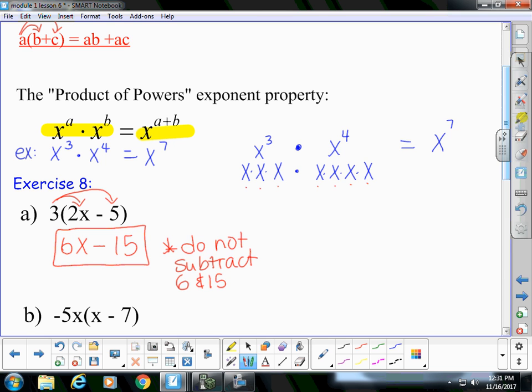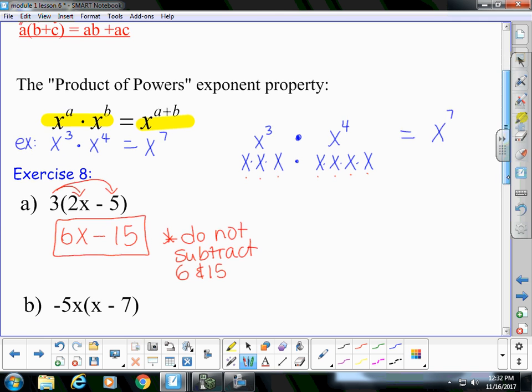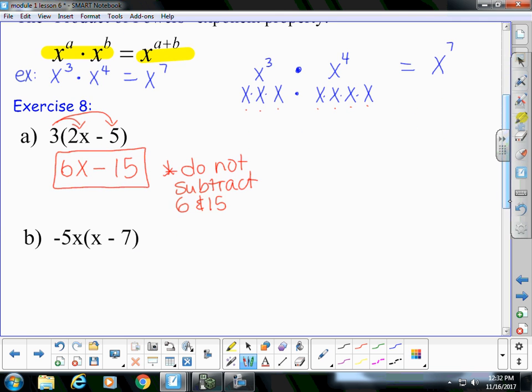And the reason you don't want to subtract them is because 6 has an x and 15 does not. And we call those like terms when they have the same letter, and not like terms when they don't have the same letter.